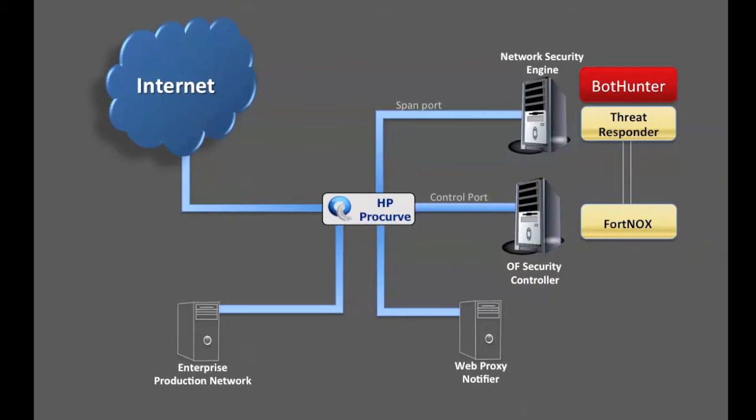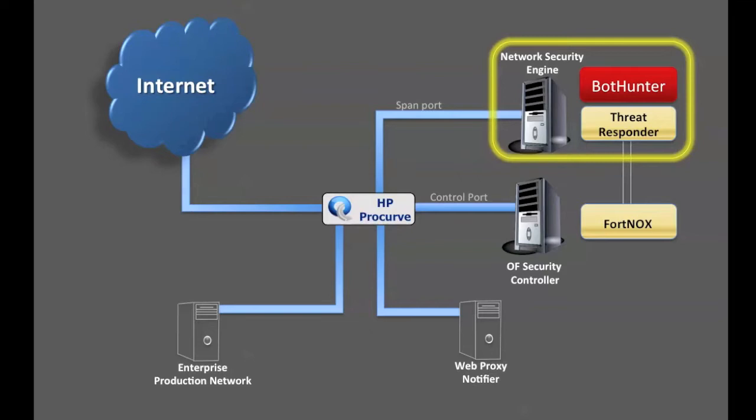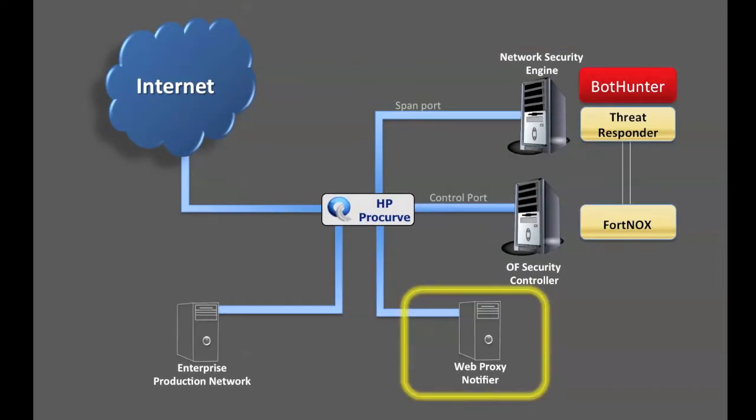And we'll be using Bot Hunter, augmented with our FortNOX threat response agent, to patrol the network for remote attacks and malware infections. As we'll see in the demo, the web proxy notifier is activated when a host is quarantined. We will use this proxy to pass a notification page back to the infected host owner.